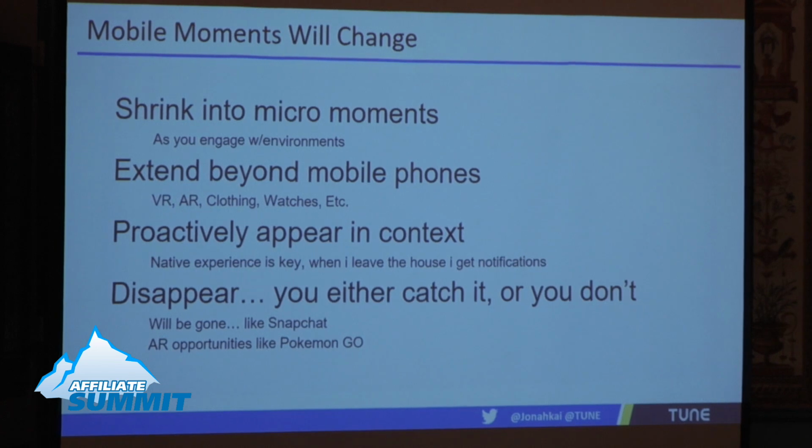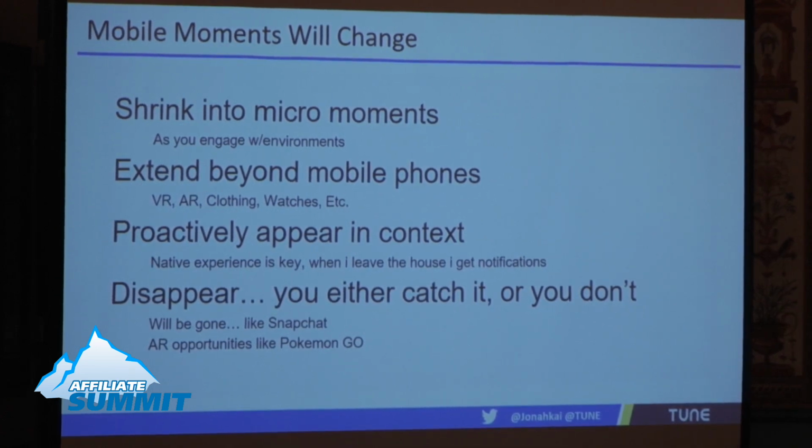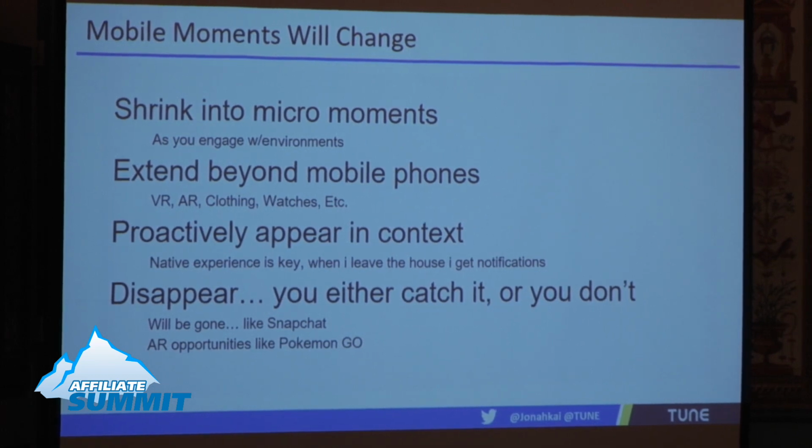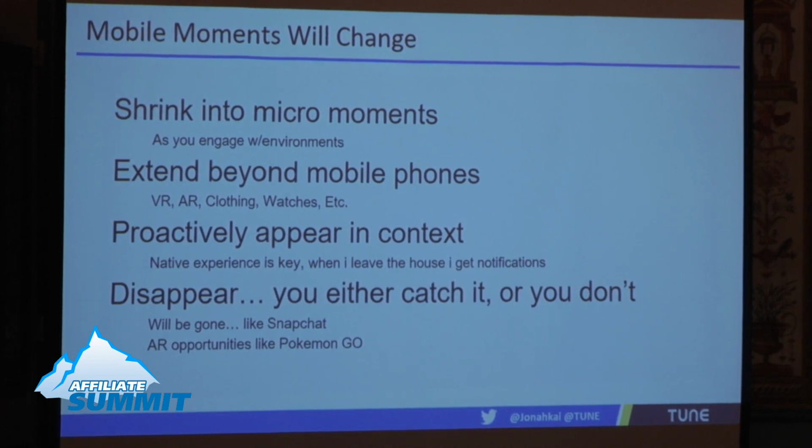Did anybody see CES last week? You kind of keep up with that? You see the technology that's coming out of there? It's insane what they're doing. Proactively, they're going to appear in context. They're going to be native, so the native experience you're going to see is going to be in your normal environment of what you're doing.